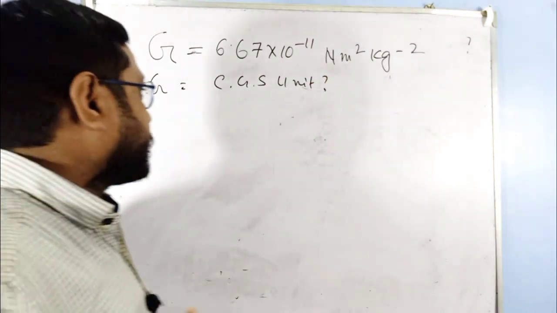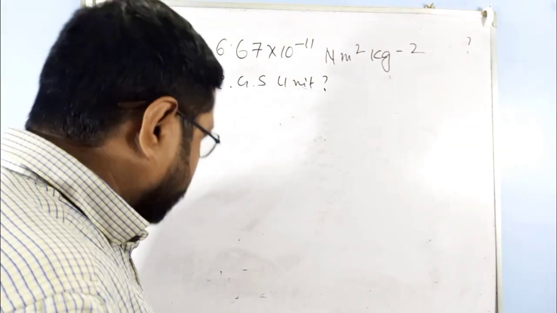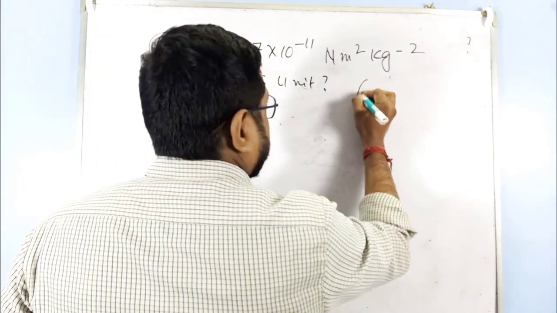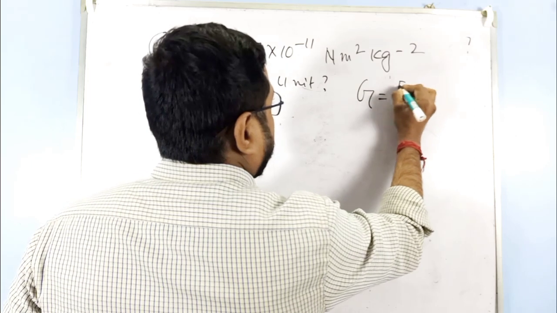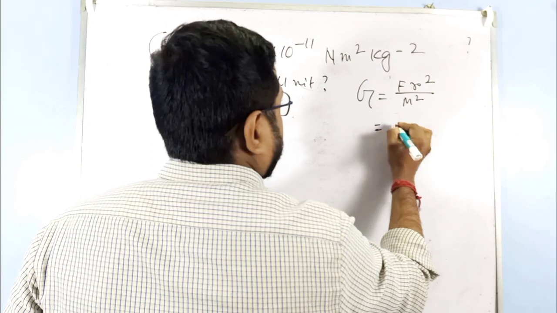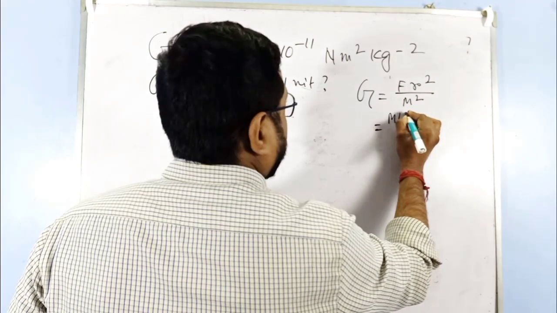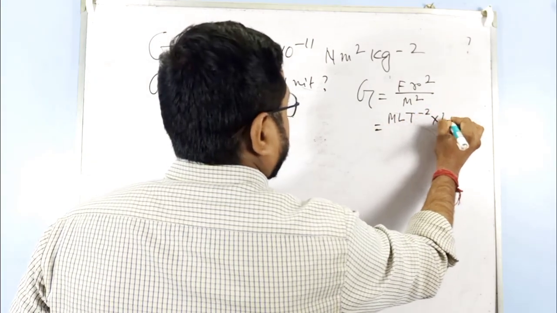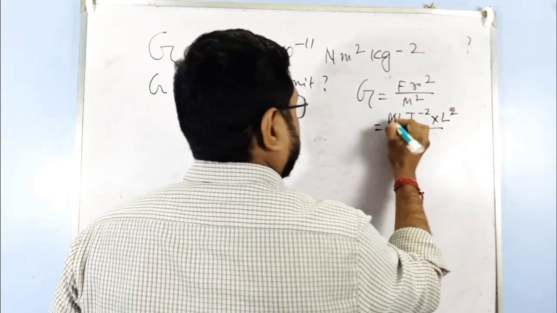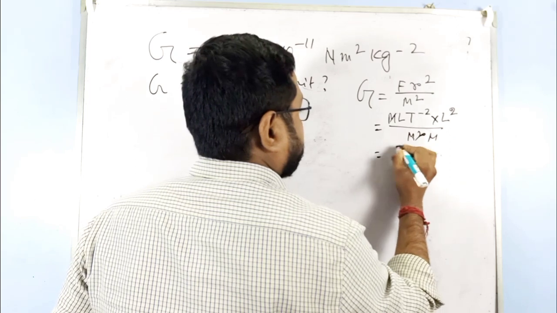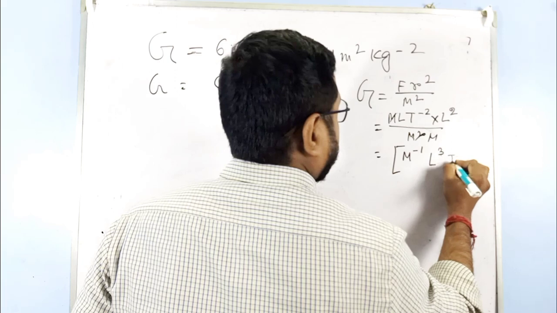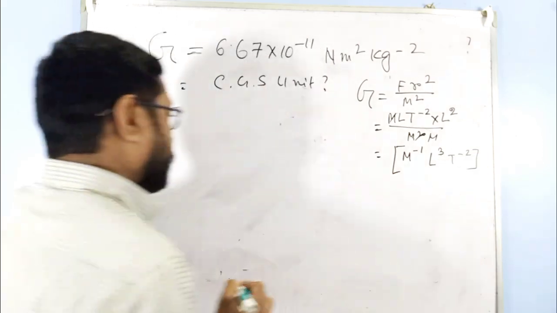Okay. So as per the given relation, we first write out the dimension of G. G is equal to, from the gravitational law, F r square by m square. The dimension of F, that is force, is M L T to the power minus 2, times length square by mass square. So the dimension of the gravitational constant is M to the power minus 1 L cube T to the power minus 2.